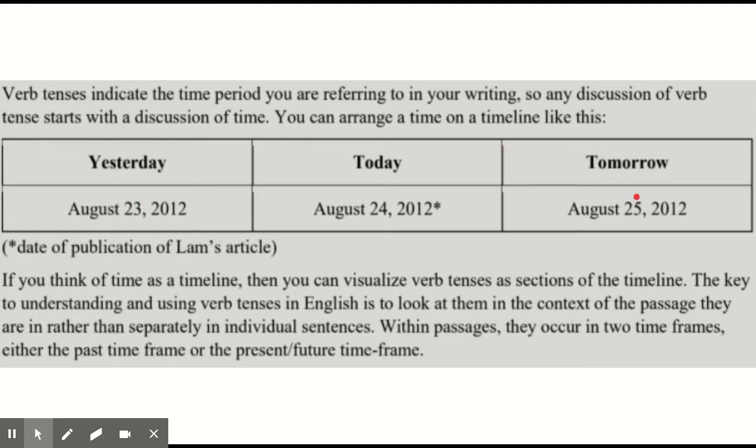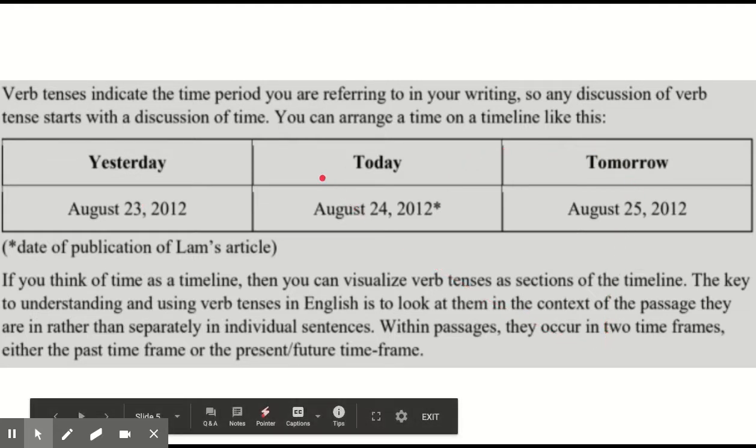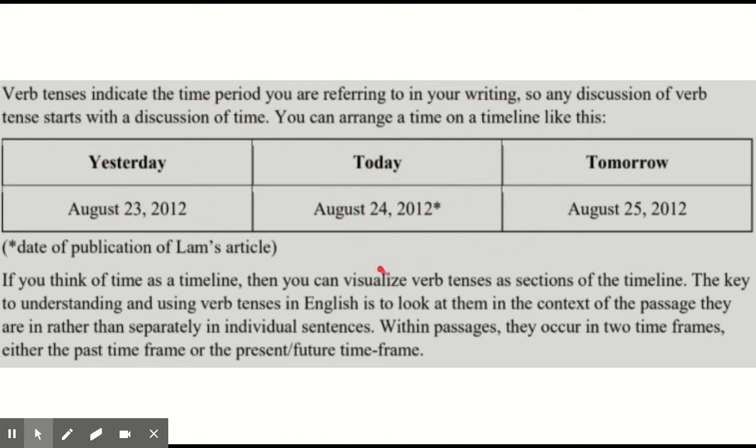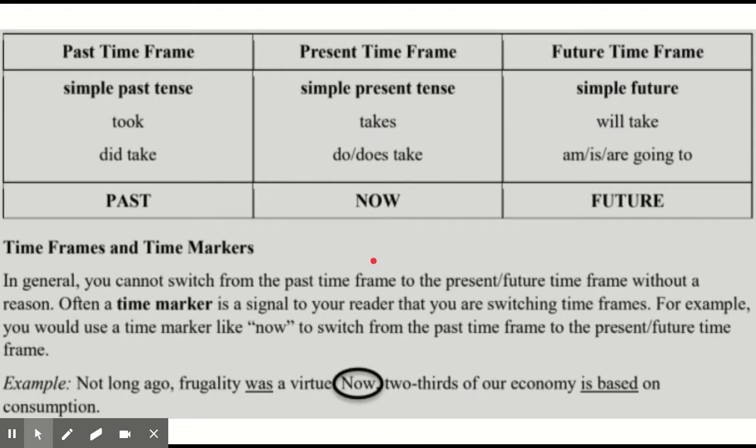Typically in a piece of writing, it would occur in two time frames, which would be the yesterday and the today, tomorrow. But we can look at it in simpler terms by looking at our time markers and time frames. Go ahead and pause the video and look at the different verbs that would fit under the past, present, and future.